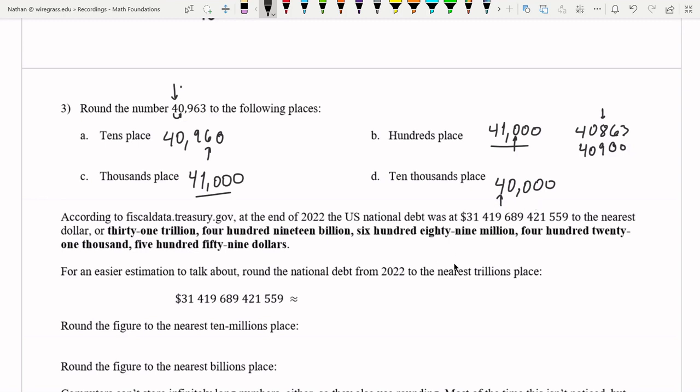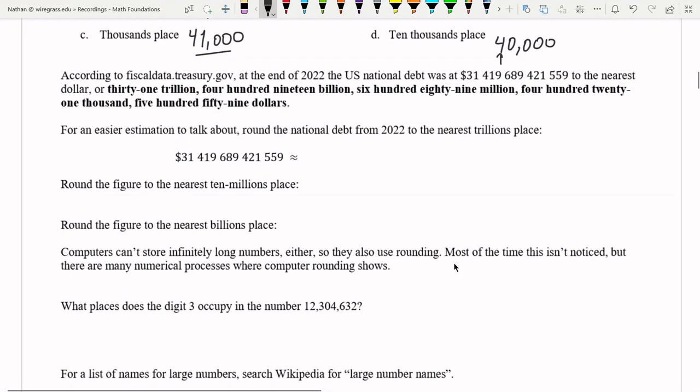Okay. Now, according to fiscaldata.treasury.gov, this website, you can go on there. At the end of 2022, the national debt was this very long number to the nearest dollar. And you can say this number like this, right? This is 31 trillion, 419 billion, 689 million, 421,559 dollars. And this number was quite unwieldy to talk about, right? We really want to round it to talk about it in any kind of context.